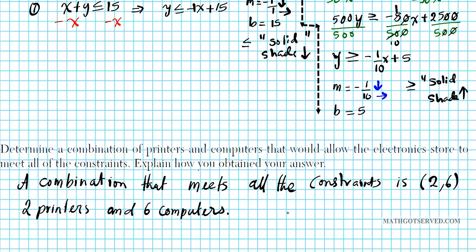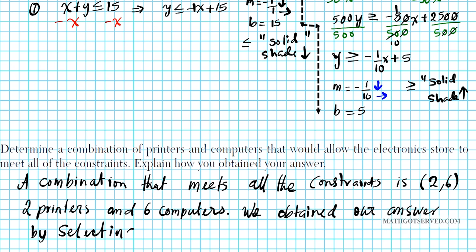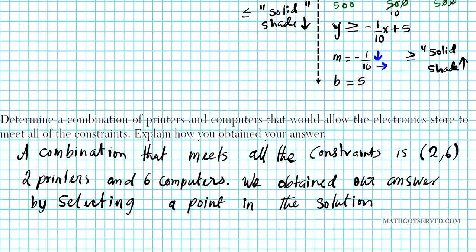Now, how do we know that this is the answer? We obtained our answer. Let's write this down. We obtained our answer by selecting a point in the solution region shaded above. Okay, so that's why, or basically that's how we got our answer.